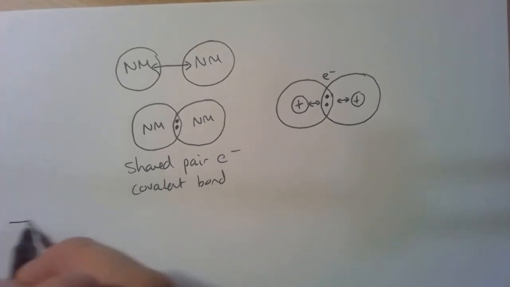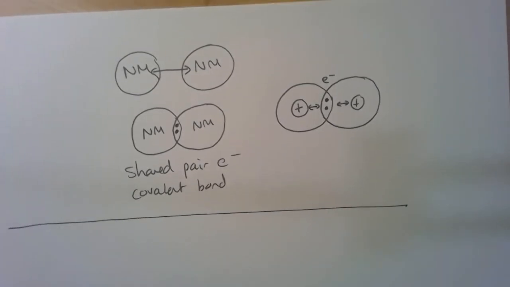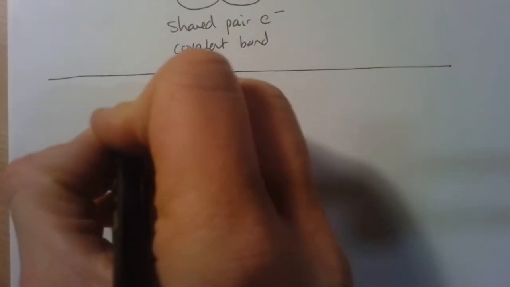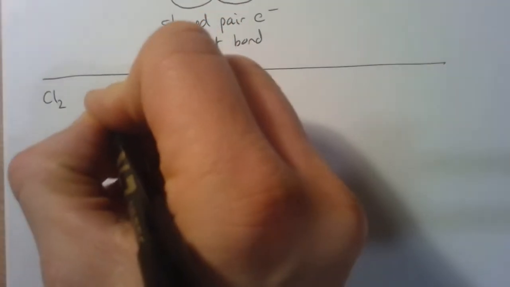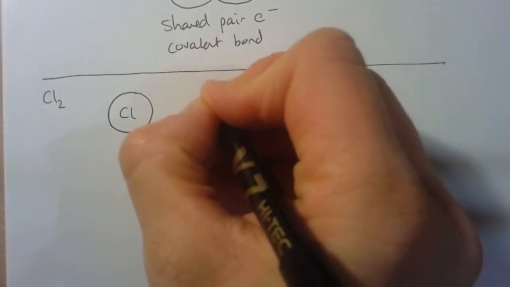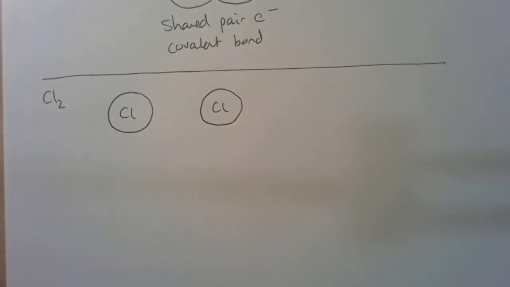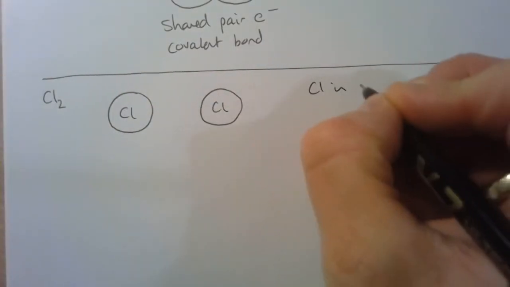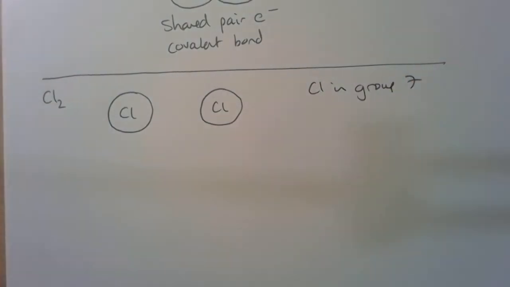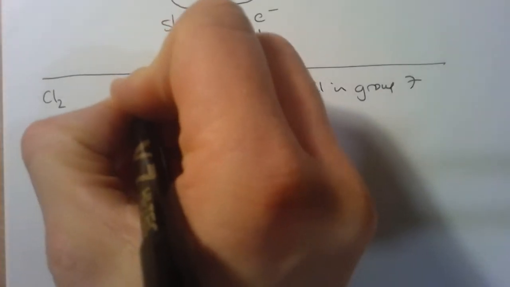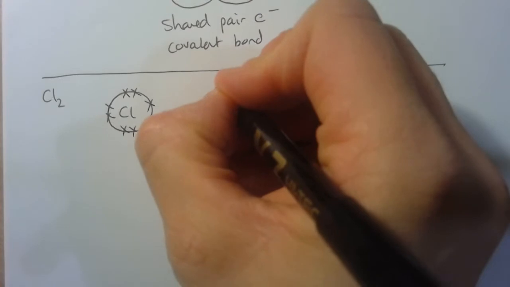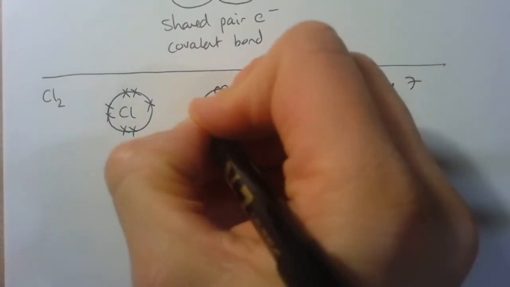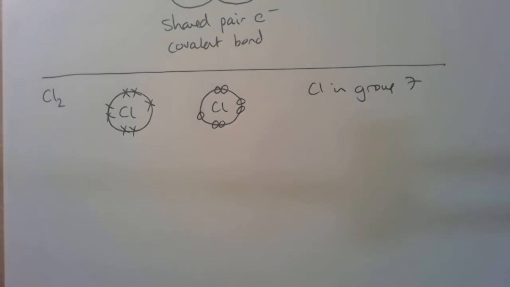So let's have a look at how this works in practice. I'm going to look at what happens in the Cl2 molecule. So I'm first of all going to draw two chlorine atoms with their outer shells. Now chlorine is in group 7, so it's going to have 7 outer shell electrons. And like we did with the ionic bonding, we're going to draw one of the atoms with crosses for the electrons and one of the atoms with circles or dots for the electrons.